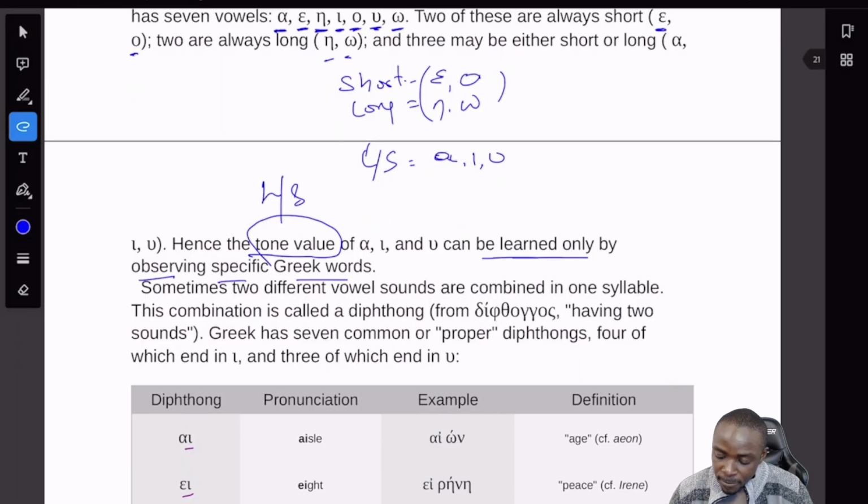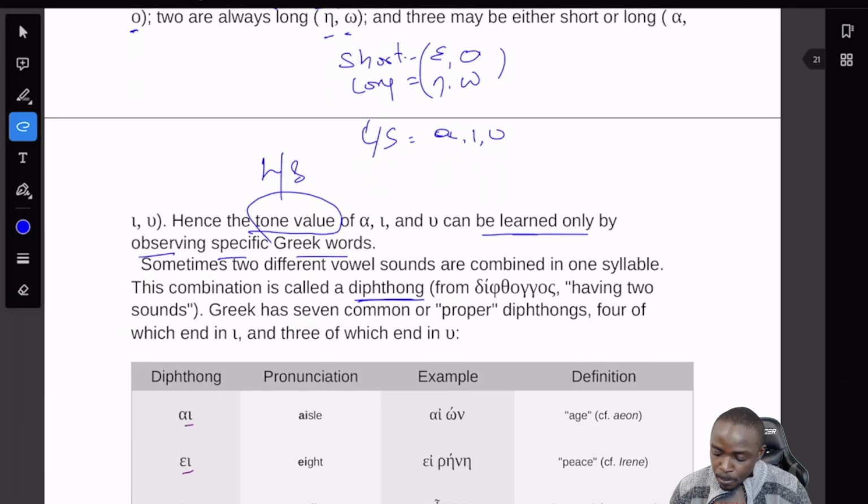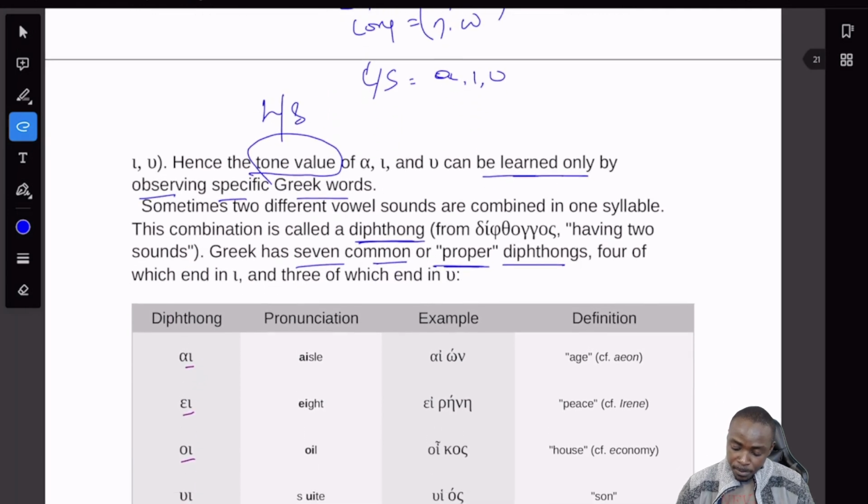Sometimes 2 different vowel sounds are combined in one syllable. This combination is called a diphthong, from diphthongos, having 2 sounds. Greek has 7 common or proper diphthongs, 4 of which end in iota and 3 of which end in upsilon. So let's look at the diphthongs.